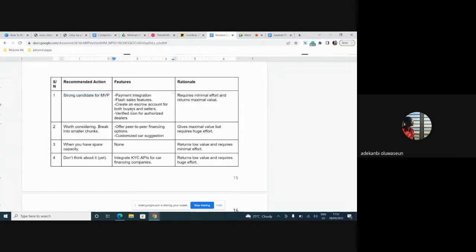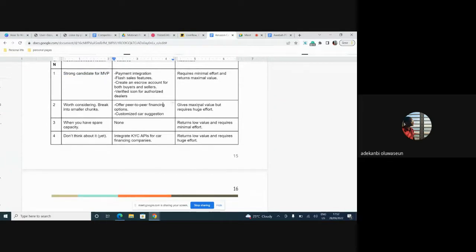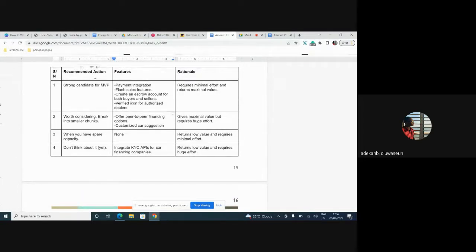So the second segment is the one that gives you maximal value but requires huge effort. You can see the recommended action here. It's worth considering, but we need to break it into smaller chunks. So if this thing will take us 1 year to build, you know what? Let's break it into months. Every month when we're working on something, we'll do maybe 2 days out of those things, just to manage the time. So you begin to ask yourself, if this thing requires a lot of time, what can we do? How can we break it into steps that would be easy to achieve? That's what this is talking about on the second field.